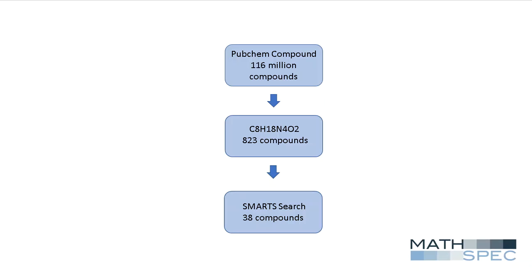SMARTS substructures. In the PubChem compound database of 116 million compounds, there are 823 compounds with the formula C8H18N4O2. 38 of these also match the 3 SMARTS representations, although many of those 38 molecules have substructure connections that are inconsistent with the linear model that Excel created.